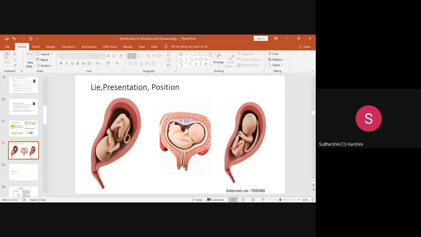And what is the lie? The long axis of the fetus and the long axis of the uterus are the same, right? The long axis of the fetus is straight and the maternal spine is also vertical. So this lie and this lie are longitudinal lie. And what about this? The long axis of the fetus is going to be transverse like this, and the long axis of the maternal spine is going to be like this. So this lie is called transverse lie. Can you understand? Any doubts?